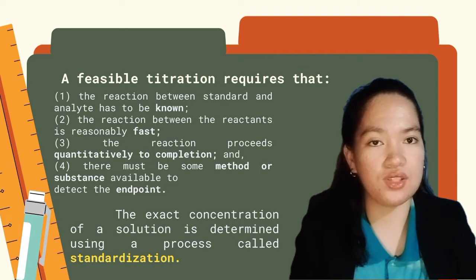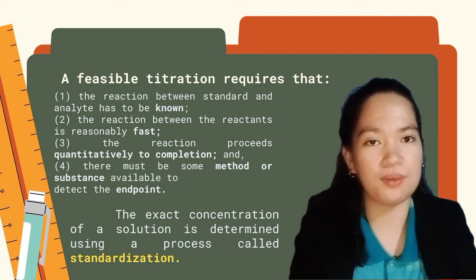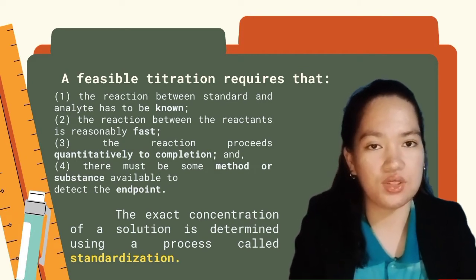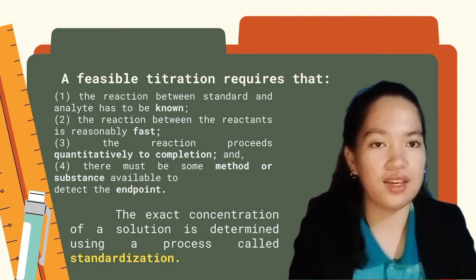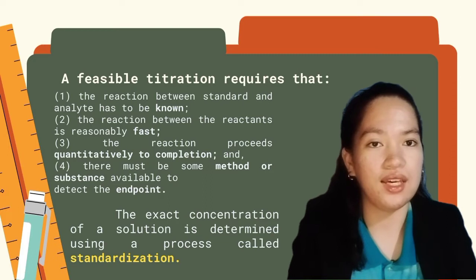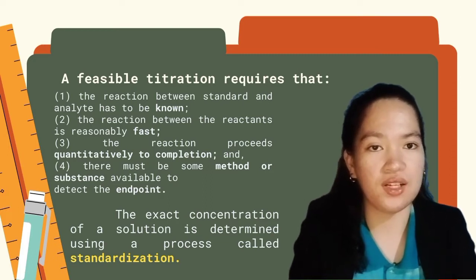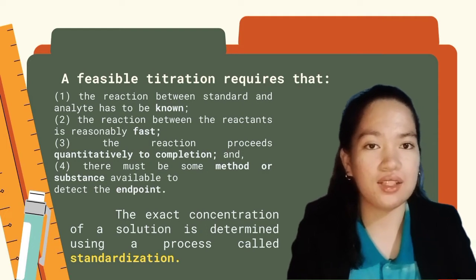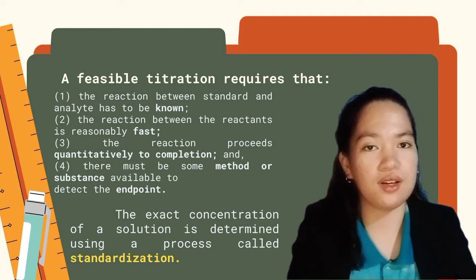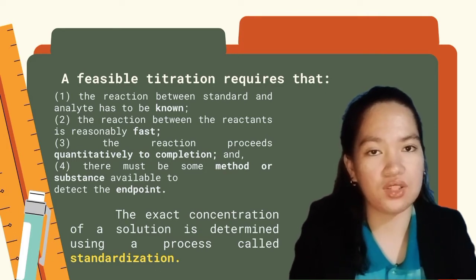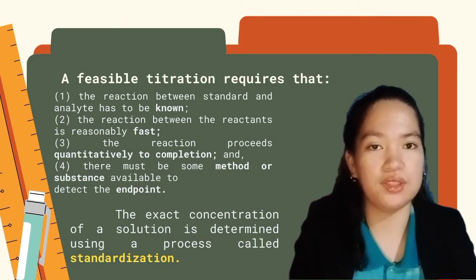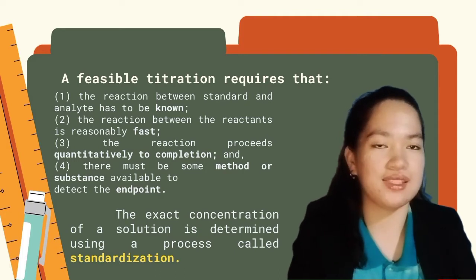The exact concentration of a solution is determined using a process called standardization. For standardizing solutions, a primary standard is accurately weighed, dissolved, and then titrated with the solution until the endpoint is reached. The primary standard is a highly pure, stable solid with a high molecular weight that undergoes a non-chemical reaction when it comes in contact with the solution to be standardized.